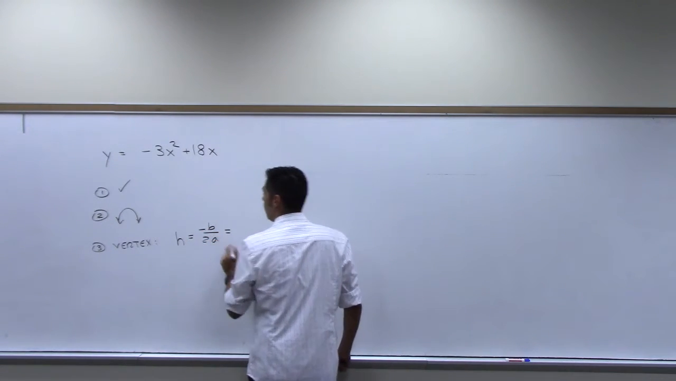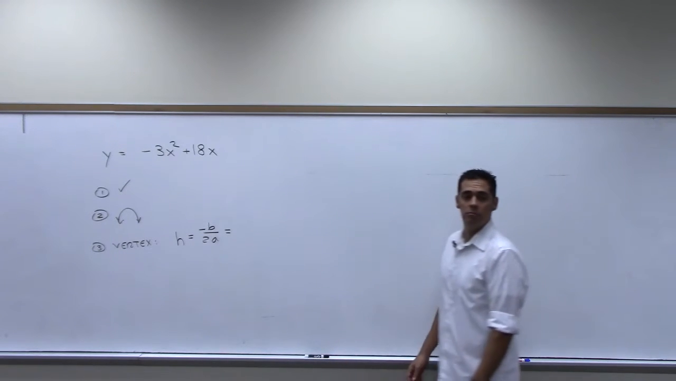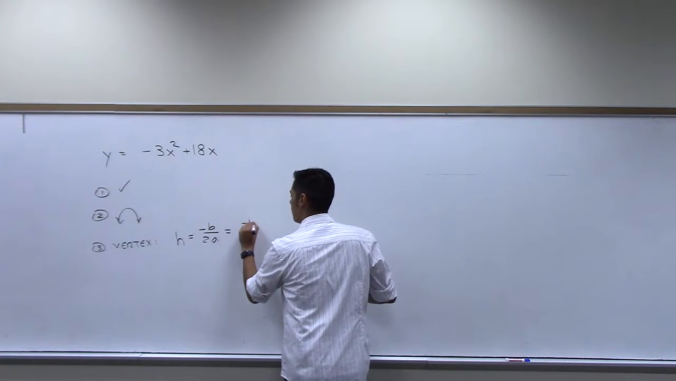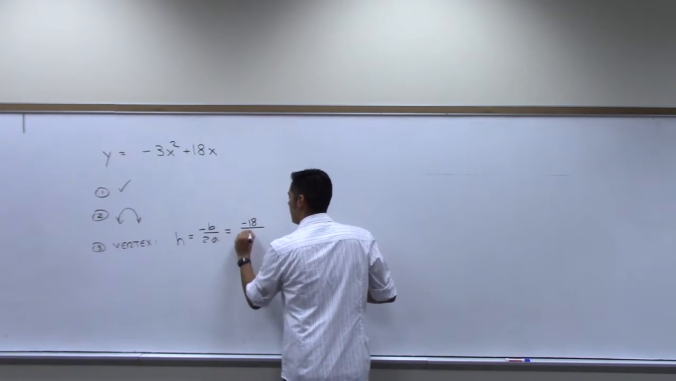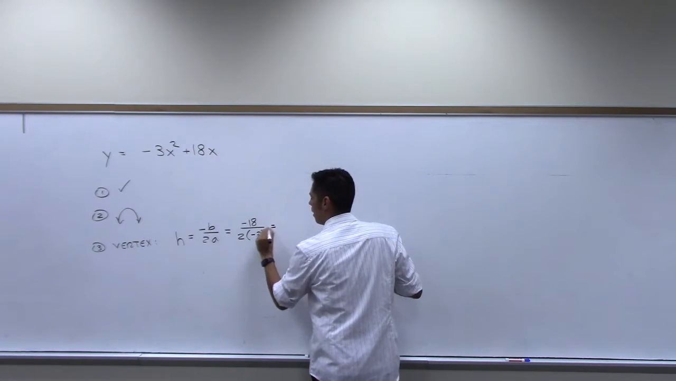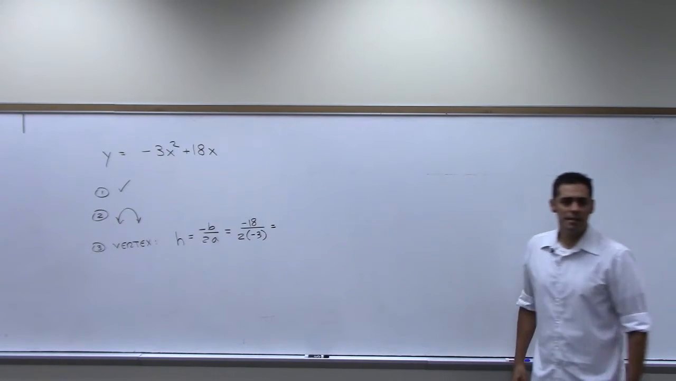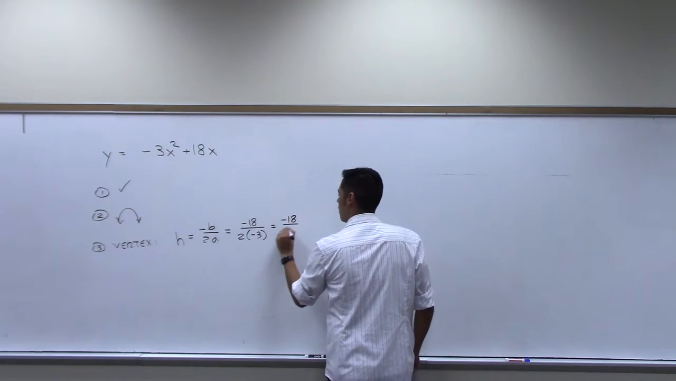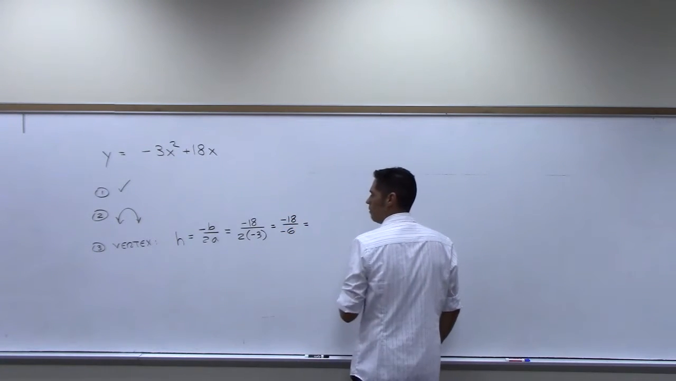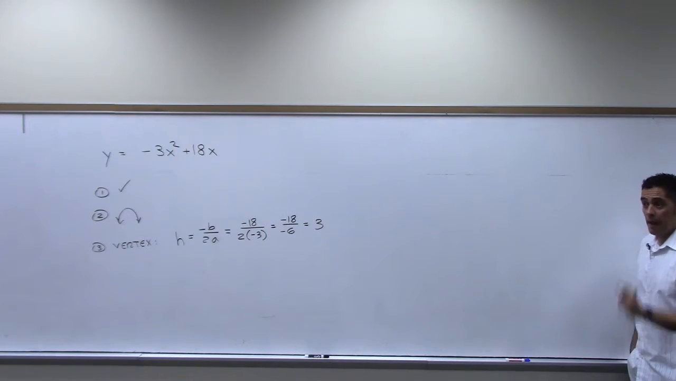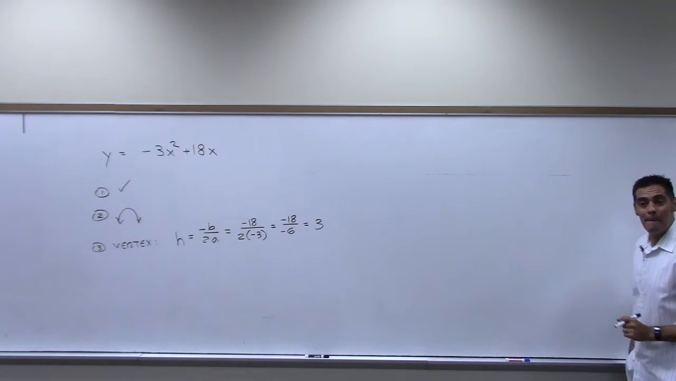What is b? 18. So negative b would be negative 18, over 2 times a. What's a? Negative 3. And so you have negative 18 over negative 6, which is 3. Okay, what do we do with that? Now you have to find the k.